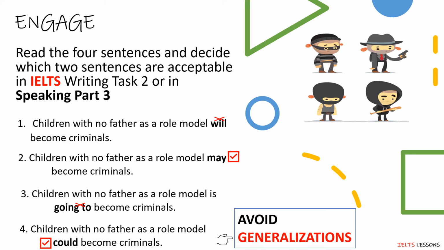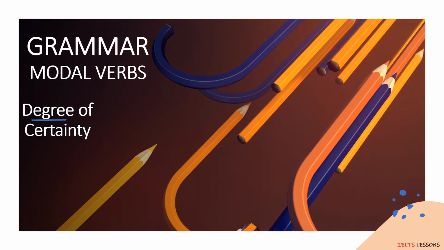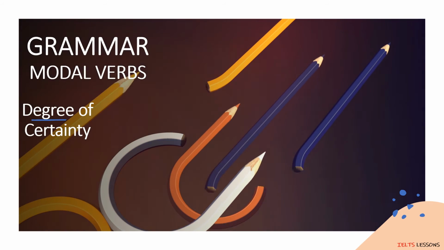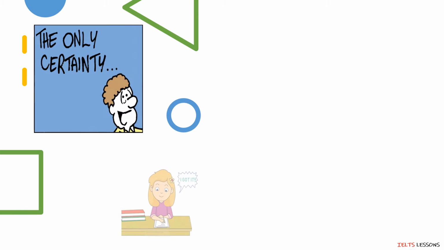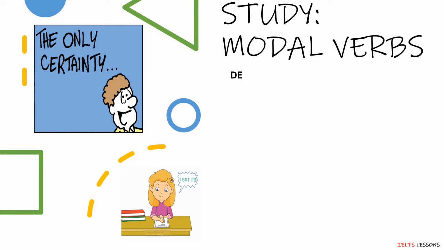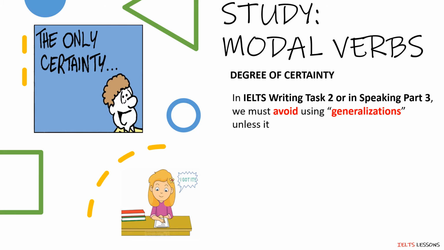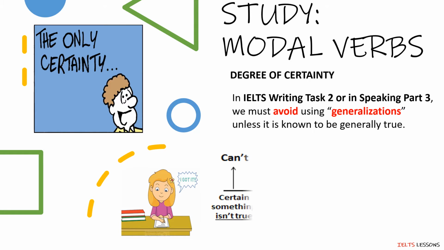Now, to better understand this, we must study here the degree of certainty. In making arguments, again, we must avoid using generalizations unless it is known to be generally true. Okay, so what is this degree of certainty? In IELTS Writing Task 2, we have just mentioned that we should not use generalizations unless they are true. That is why we have to identify what modal we can use which expresses possibility.